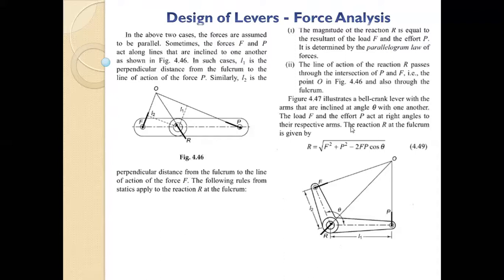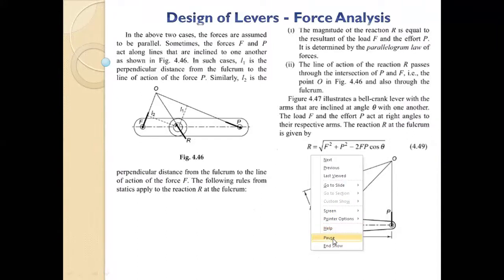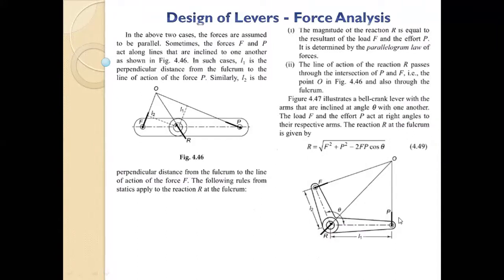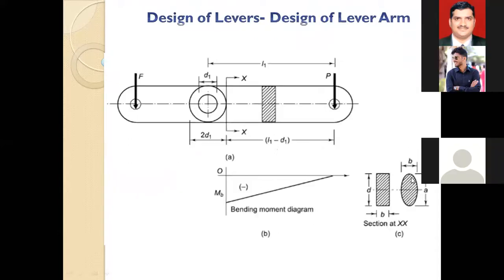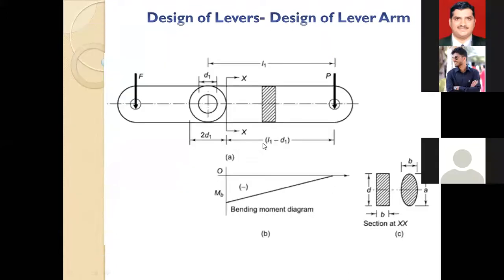But if it has an angle like a bell crank lever, then we will use this equation: R equals the square root of F square plus P square minus 2 FP cos theta, where theta is the angle between them. This will give the reactive force at R, and we need to know R to do the design of the fulcrum pin. Once we know R, F and P, then we can do the design of the lever arm.